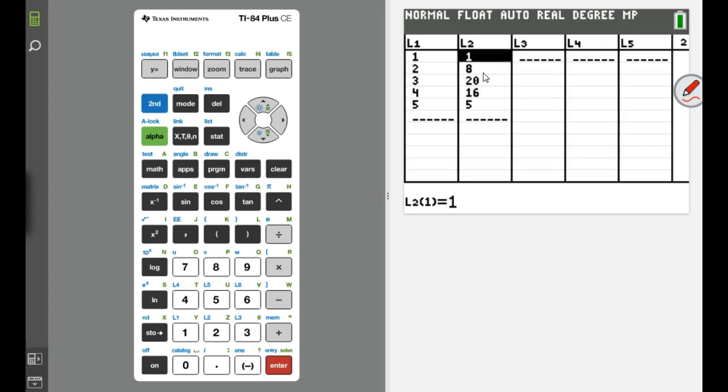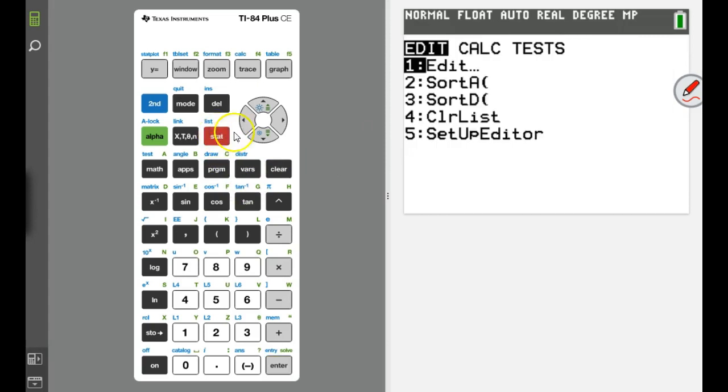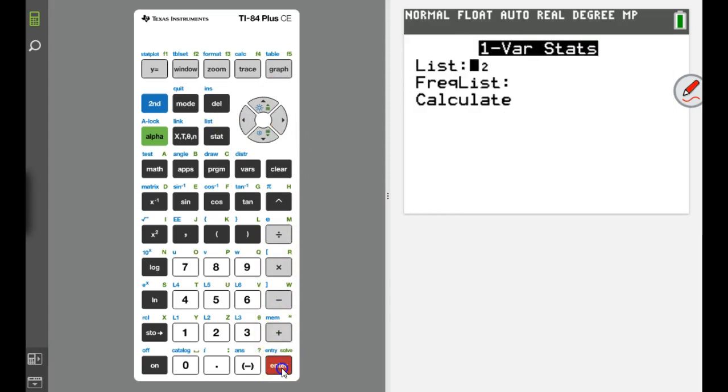Everybody got them in? Okay, if we want to find the average of these numbers, what we do is we go stat, arrow to the right to one variable stats. Okay, but we now have a frequency list. That's what the second list was, right? So our data is in list 1, but the number of times each of those scores was chosen is now in list 2.